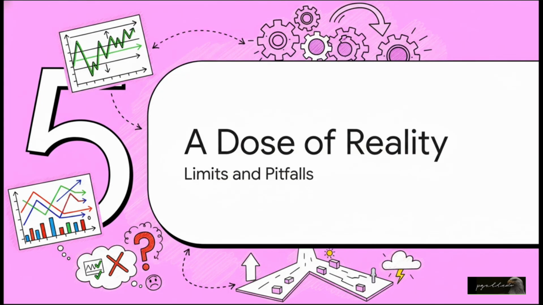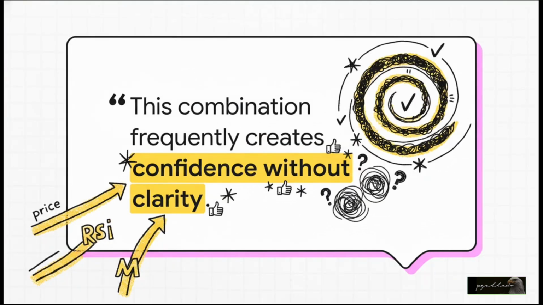Okay, so we've got our tools, right? We have a leading indicator, the RSI, to try and anticipate moves, and we have a lagging indicator, MACD, to confirm them. So the popular strategy is, hey, let's just use both. We'll wait for both of them to scream buy or sell. It sounds like the perfect system. But here's the billion-dollar question. Does it actually work?